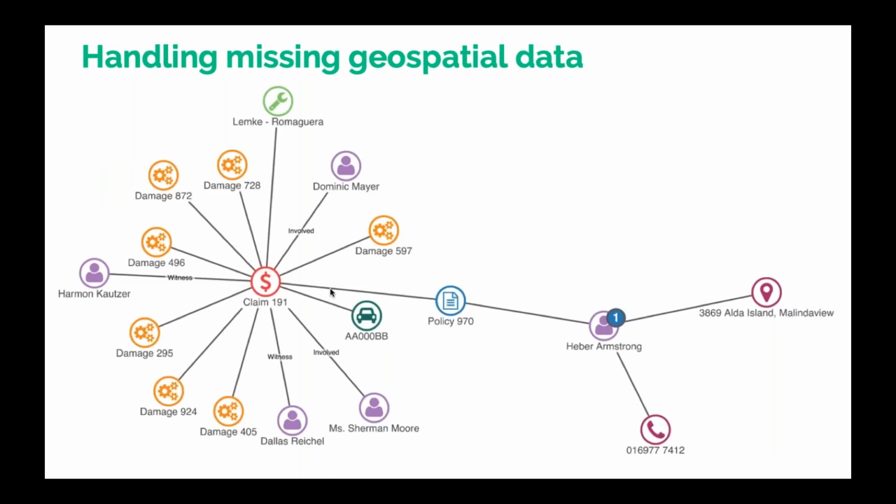The next thing I wanted to talk about is this whole problem of missing nodes. How do we deal with information that doesn't have a geospatial coordinate? There are lots of different ways you can do this, but the one I wanted to focus on today is all about data modeling.